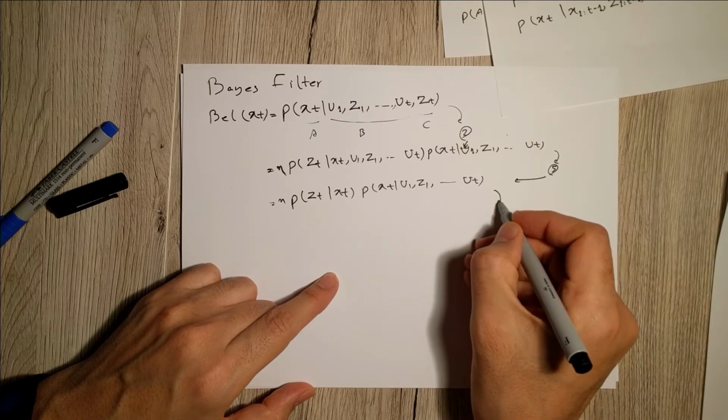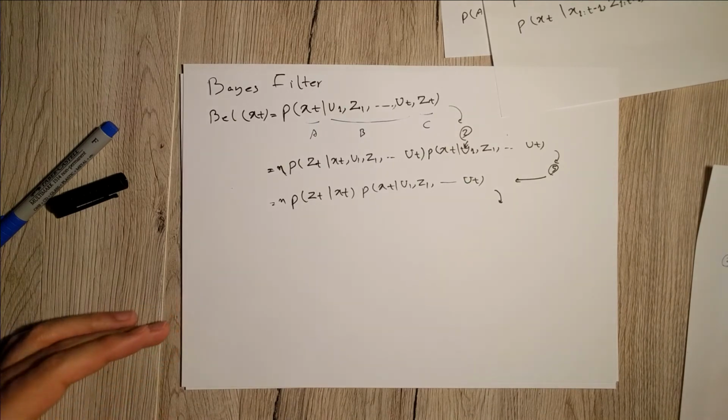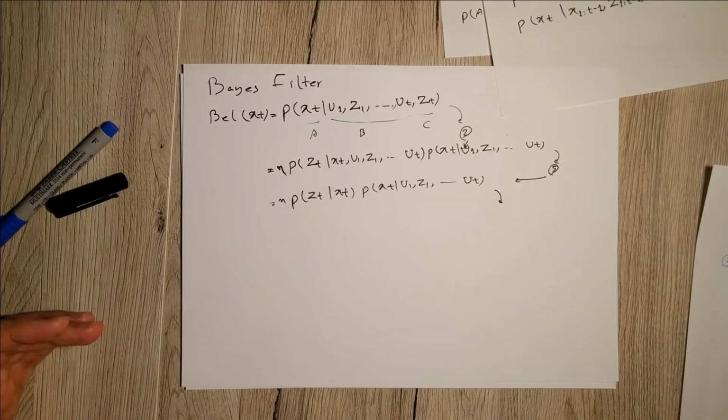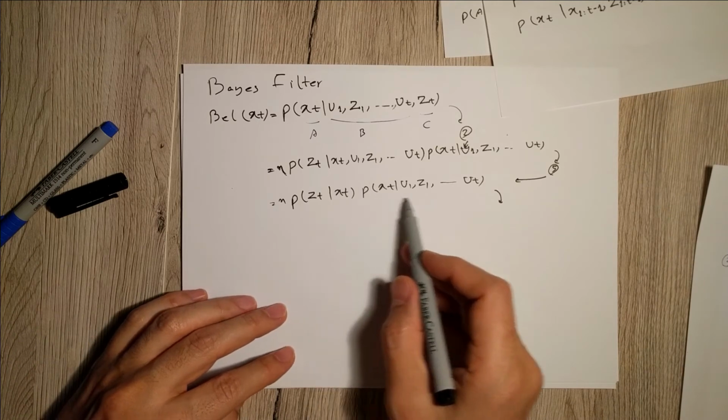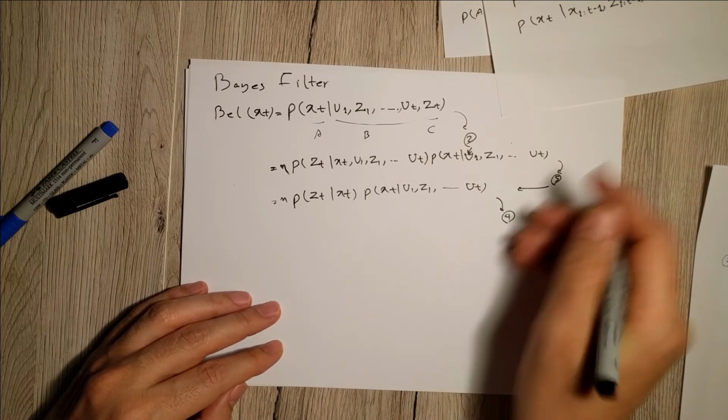Now from this term, I will apply the total probability for this term here. I will use equation number 4.